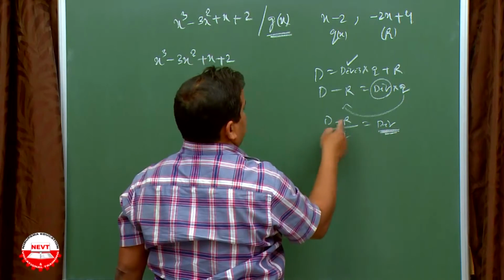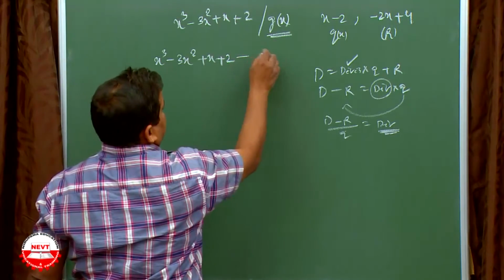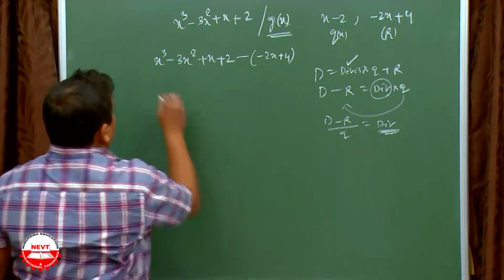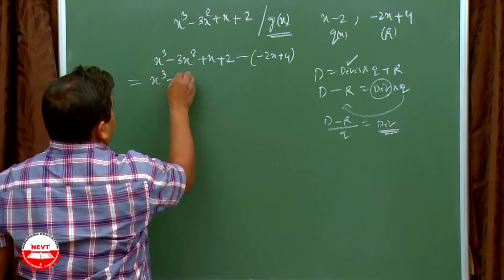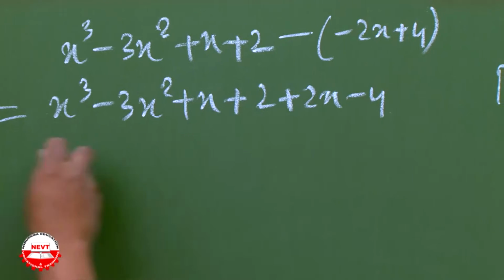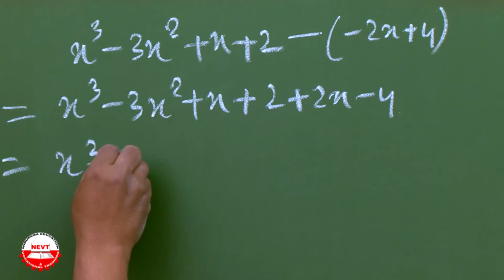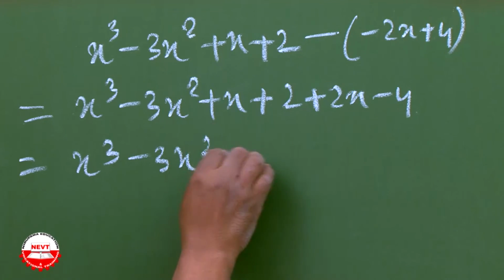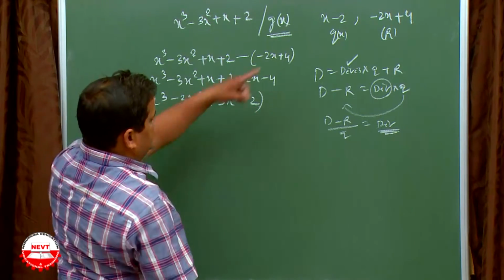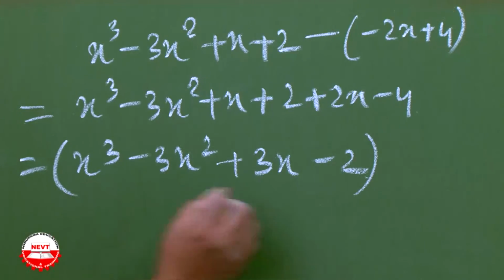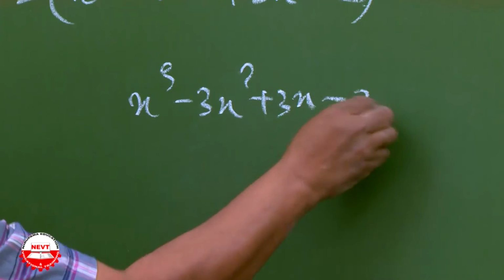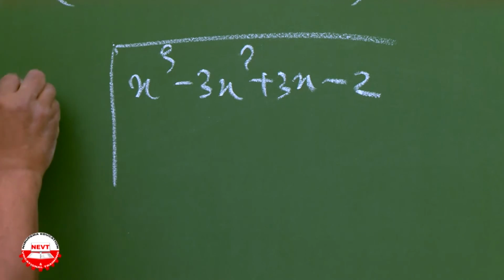Okay? So dividend minus remainder. Remainder is how much? −2x + 4. So x³ − 3x² + x + 2 + 2x − 4 is equal to x³ − 3x² + 3x − 2. Now you divide this by x − 2. So x³ − 3x² + 3x − 2, divide this by x − 2.